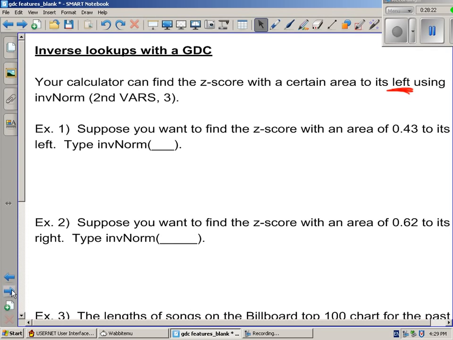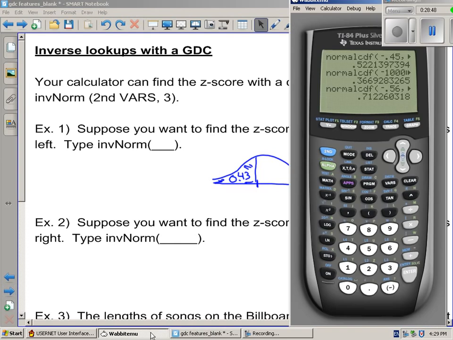So suppose you want to find the z-score with an area of 0.43 to its left. Again, let's draw an area of 0.43 to its left. That'll be something over here. This must be 0.43. Must be a negative z-score to have 0.43 to its left, because we know at 0 it would have 0.5 to its left. All you need to do is type in inverse norm and 0.43.